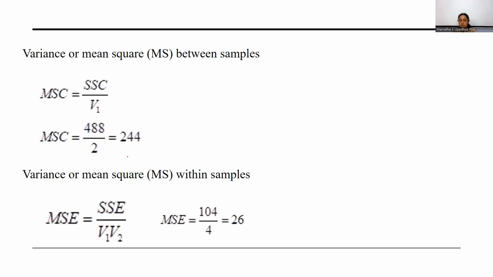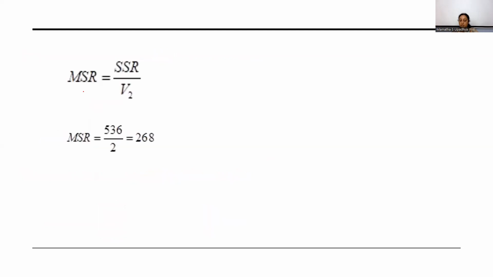So SSE is 104, and V1 and V2, as we saw, V1 is 2 as well as V2 is also 2, which we have calculated, and therefore the value will be equal to 26. So after this, we need to find MSR. MSR is SSR divided by V2. This is with respect to the row, right? So SSR divided by V2, and that is equal to 266, 268.